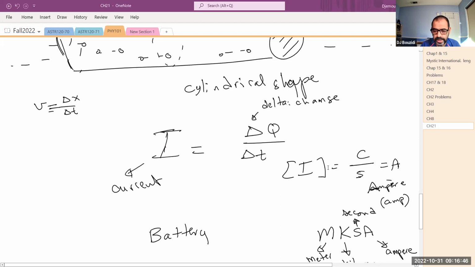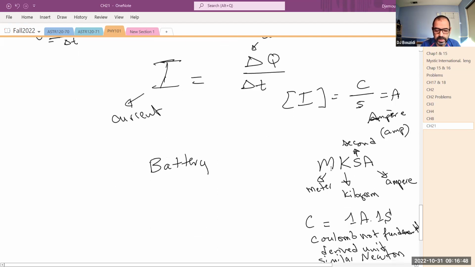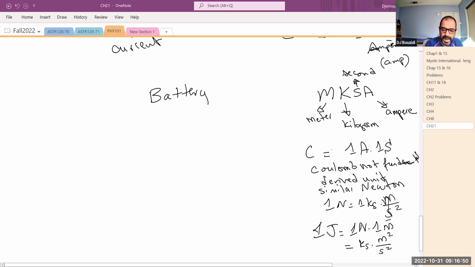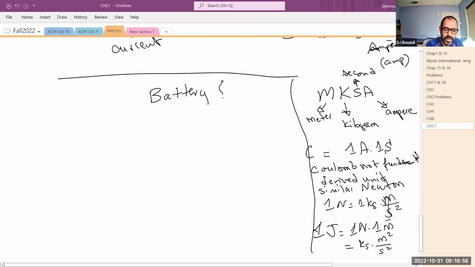So the current is in amps, and amp is a fundamental unit. So it helps to have a battery before we start talking about circuits. So what is a battery? I know the book starts with the historical context and how Mr. Volta basically discovered and built the first battery.